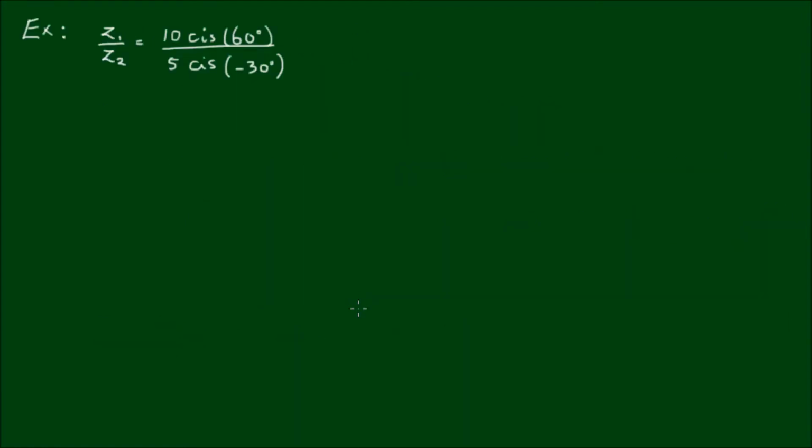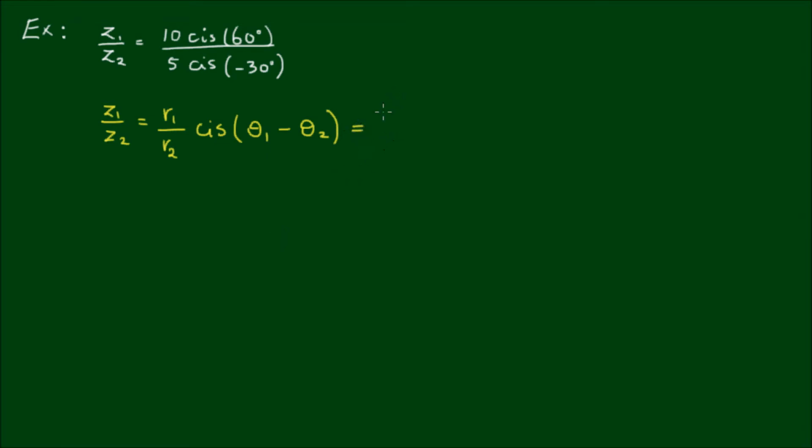Alright, so let's do a quick example. z1 divided by z2 is equal to 10 cis 60 degrees over 5 cis negative 30 degrees. So our formula for dividing two complex numbers is z1 over z2 is equal to r1, the modulus of z1, over r2, the mod of z2, cis theta 1, the argument of the numerator complex number, minus theta 2, the argument of the denominator or the divisor complex number. Okay, now it's simply a matter of plugging in the values.